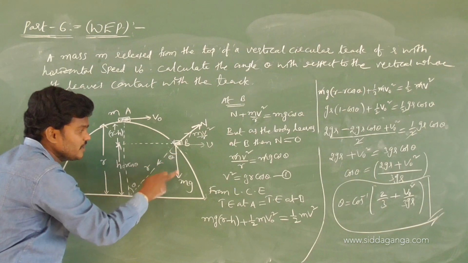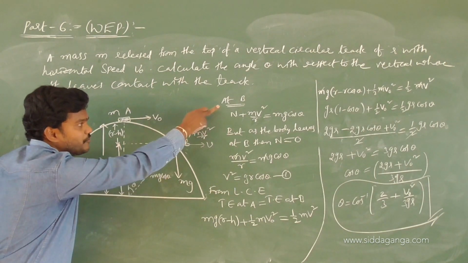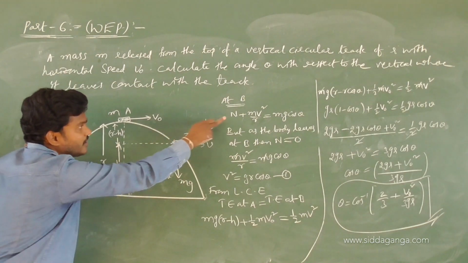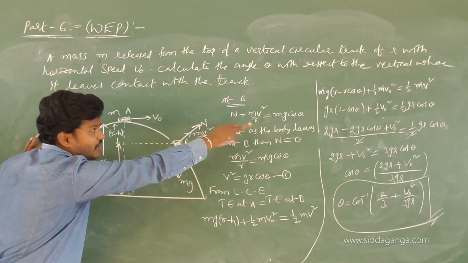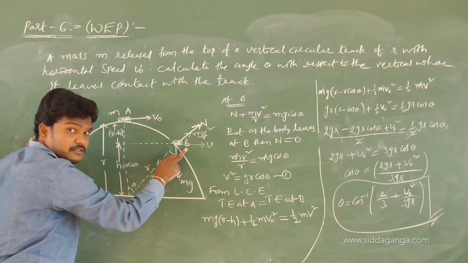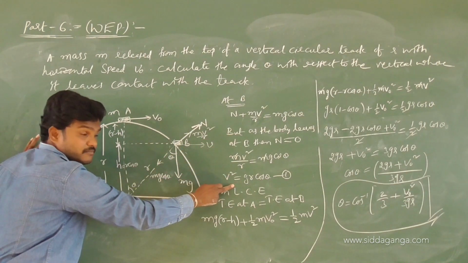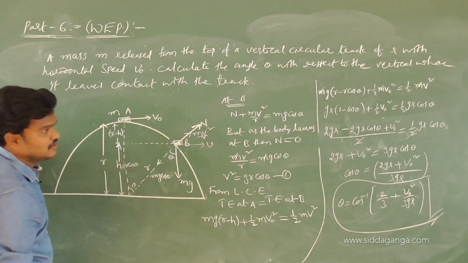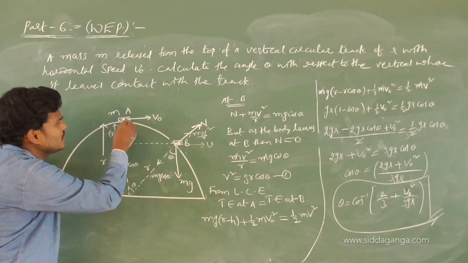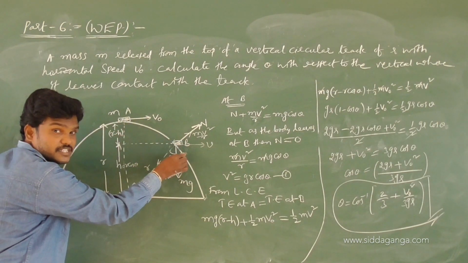So the weight of this body is mg cos theta, and N. If the body leaves, here some centrifugal force will act, mv square by r. Now from this diagram I have taken N plus mv square by r equal to mg cos theta, but at this point the body is leaving the vertical track, so N is 0. Then I got v square is gr cos theta. Then I took equation 1. Then I applied total energy at A, total energy at B.